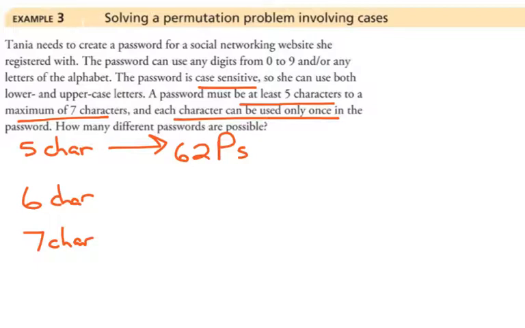Go over to the calculator, enter 62, find your nPr function, enter 5, and out of this we get 776,520,240.